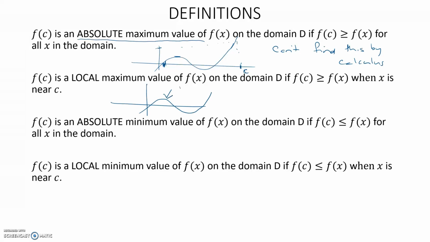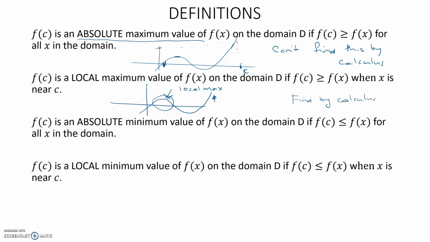Now, a local maximum we can find by calculus. This is a local maximum. And it's the idea of the tallest building in Petone is not necessarily the tallest building in the country. See, here, the function is actually taller here, but this is the tallest in the neighbourhood of there, and we can find this by calculus.